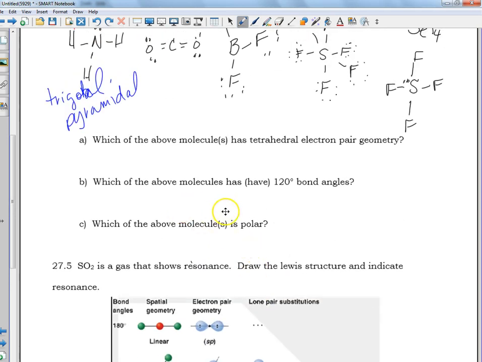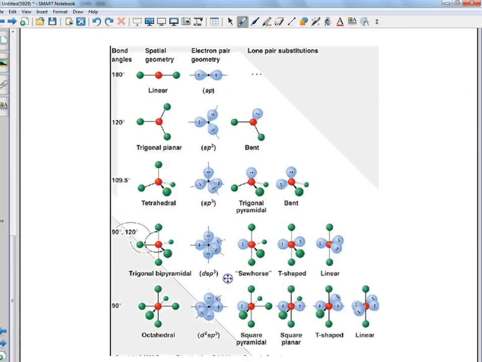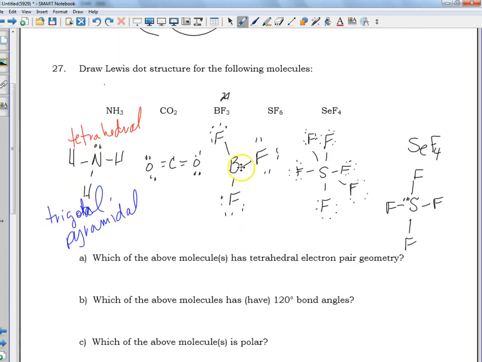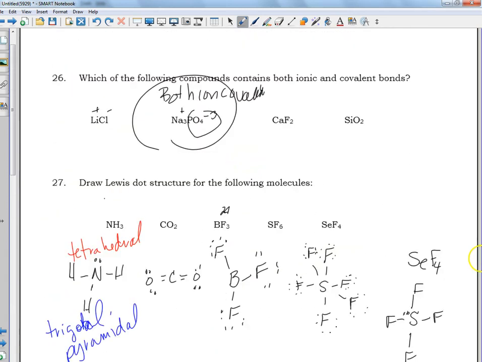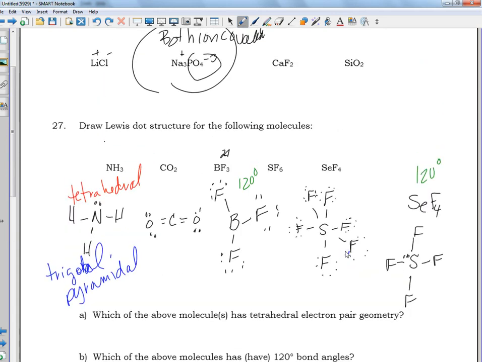The next question asks about angles. Well, again, we can refer to the drawing with this information in it, although the bond angles for trigonal planar are 120. Also, trigonal bipyramidal. So 120 bond angles are going to be in both this guy and this guy. Okay? The next question says, who's polar?